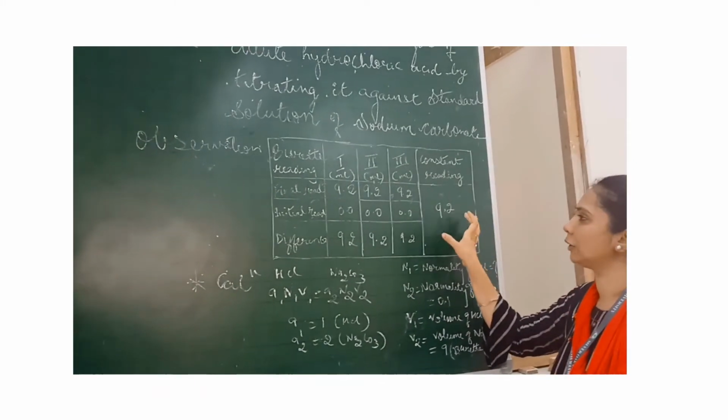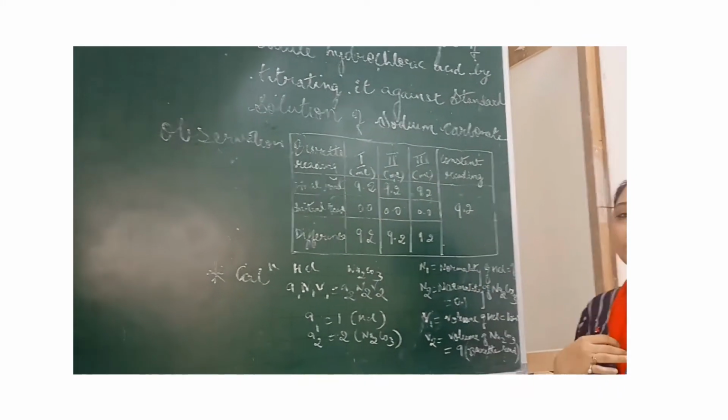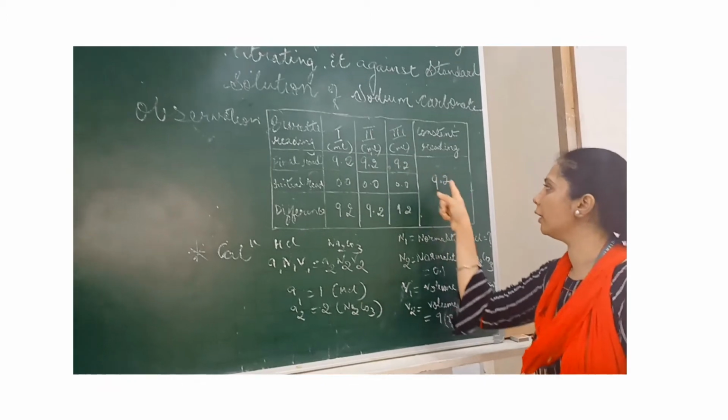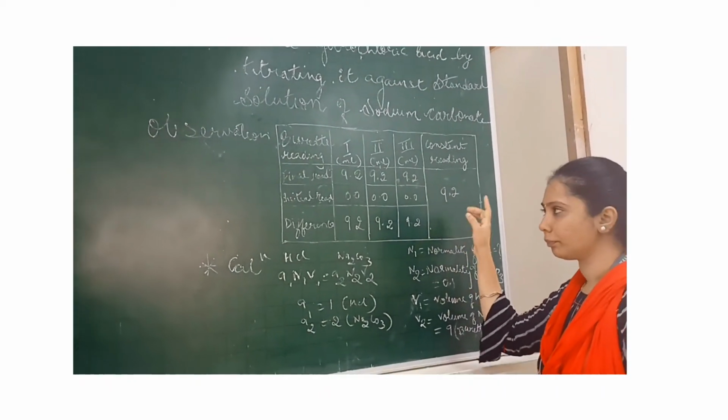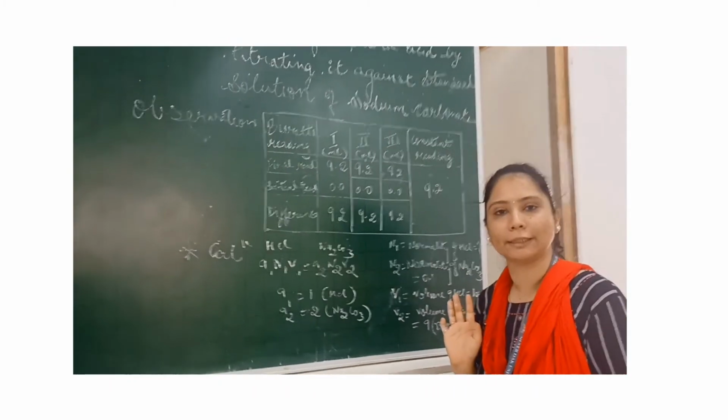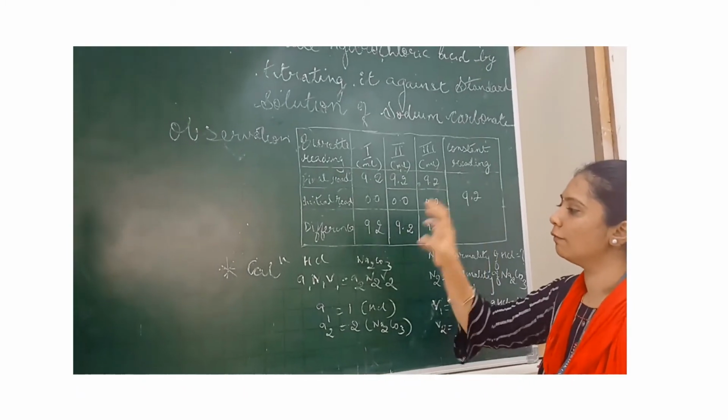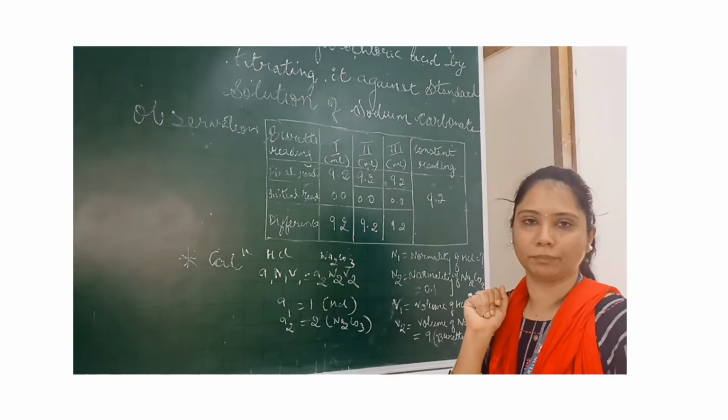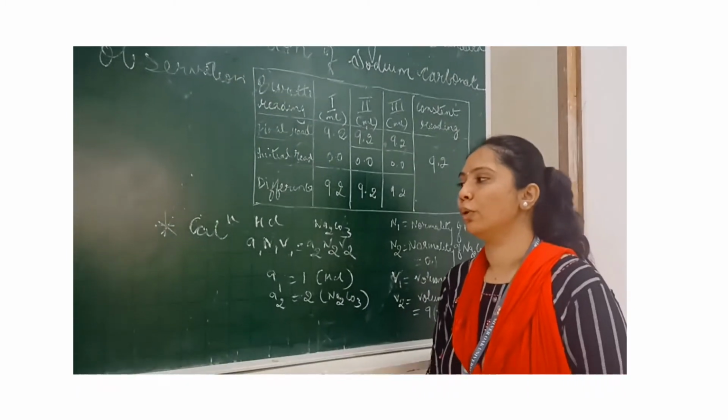And the last column will be the constant reading. The last column will be the constant reading of it. Clear? So in this way there is an observation. Now we will move to the calculation. After observation we will do calculation.